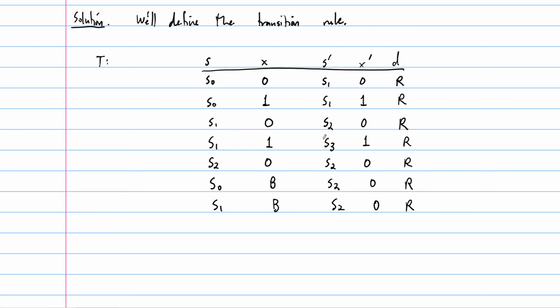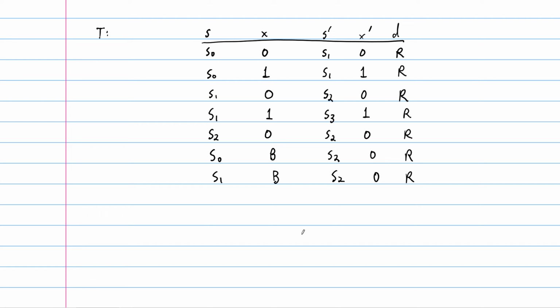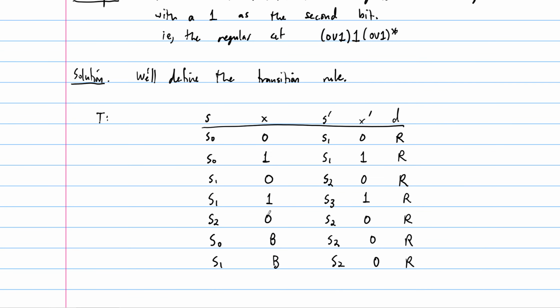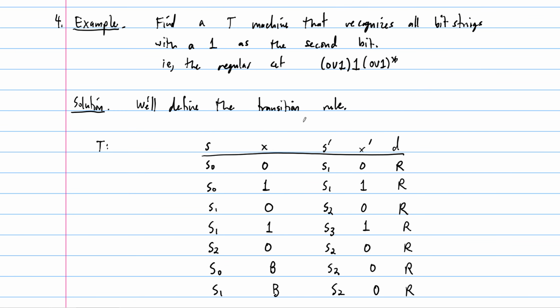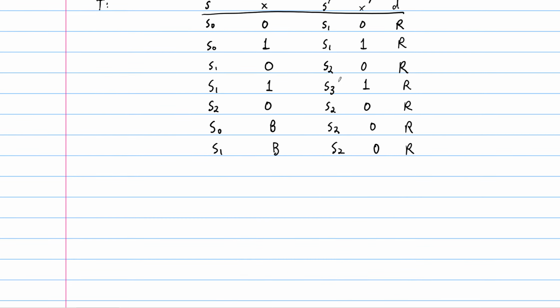The only one that switches to a final state at all is this one, S3. Okay, so that's it. There's a machine that recognizes all the bit strings that have a second bit entry as a 1. All right, let's look at another example.